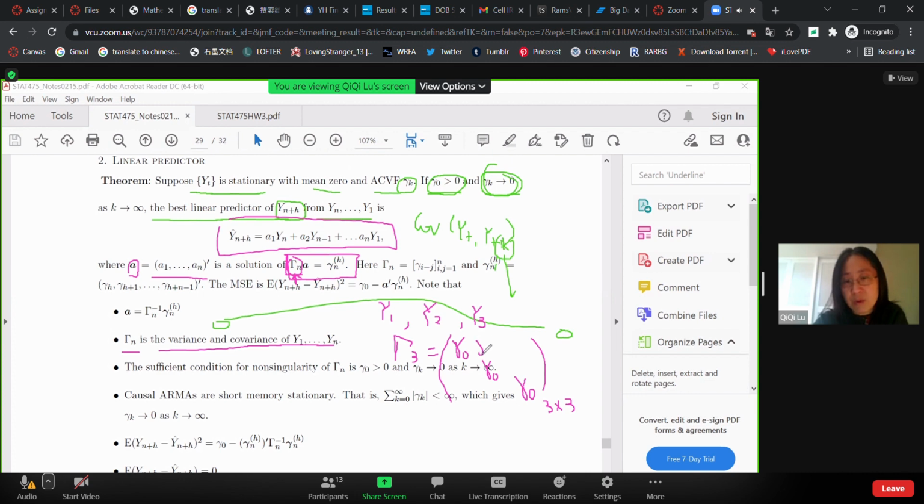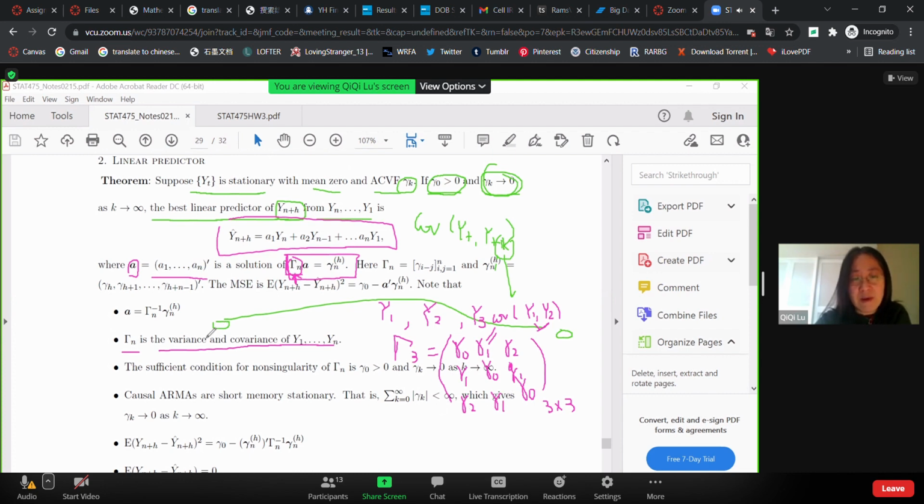So for example, this one is the covariance between Y1 and Y2. We call it gamma 1 because the time difference between 1 and 2 is 1. So that's gamma 1 here. And then you have the covariance between Y1 and Y3, so that's gamma 2. It's symmetric, gamma 1, gamma 2. And what about this one here? This is the covariance between Y2 and Y3, so that's gamma 1 here. You have gamma 1 here.